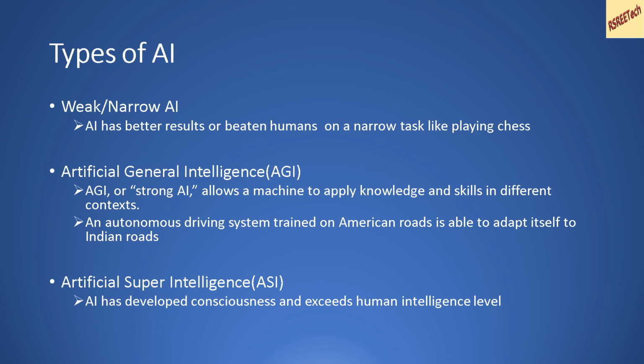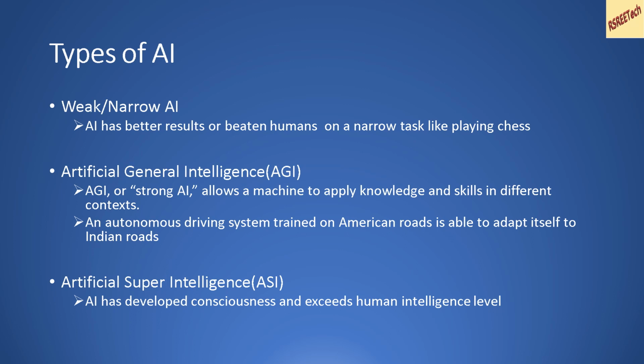Let us look at the types of AI systems. The first type is weak or narrow AI system. So here the AI system has better results or has beaten humans on a narrow task like say playing chess, face recognition, etc. So these systems are highly trained on specific data and are not capable of performing any other tasks. But then they also have very high levels of performance on these particular tasks.